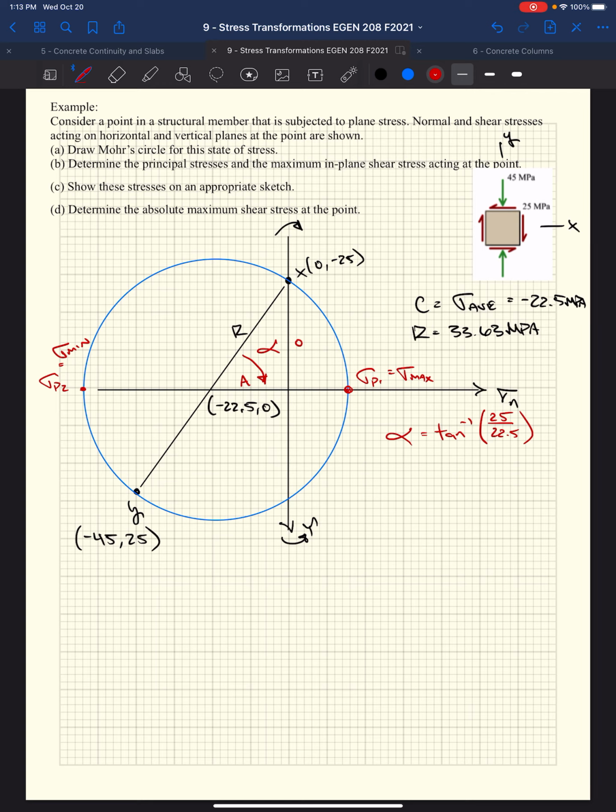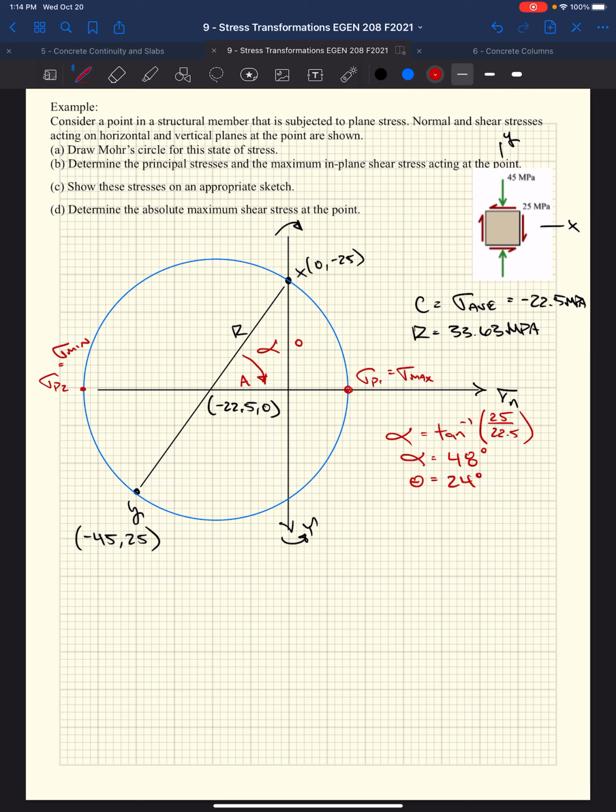The opposite leg is essentially the y coordinate for our x point, 25. And then our adjacent leg is really the coordinate for our center, coming from 0. So we get this 25 over 22.5, or we get an alpha equal to 48 degrees. That means our actual angle of rotation in the real world is half of that, right? So 24 degrees. So that would give us our orientation.